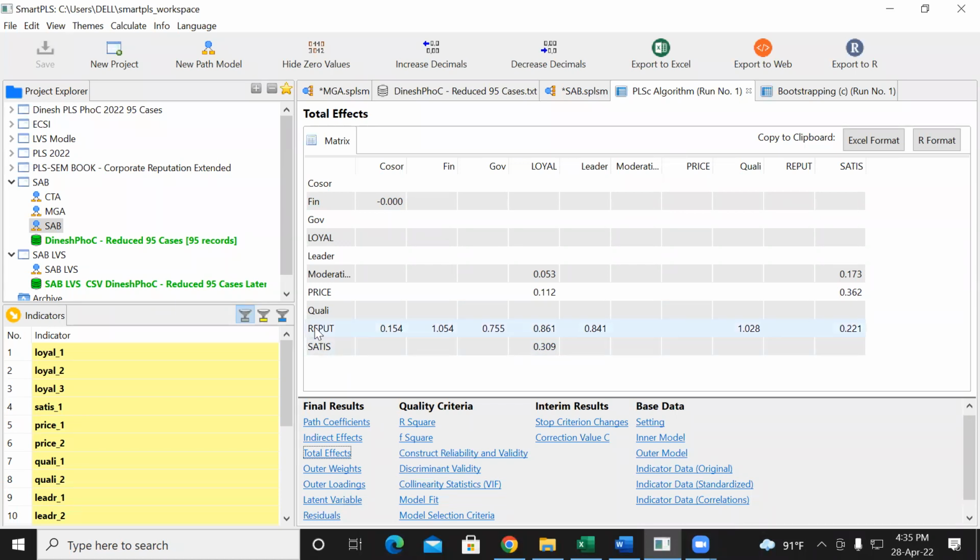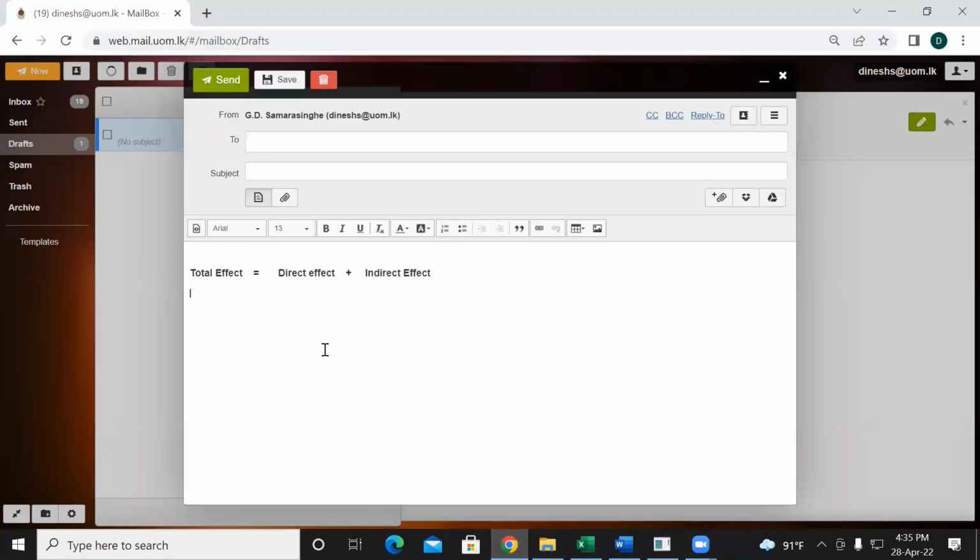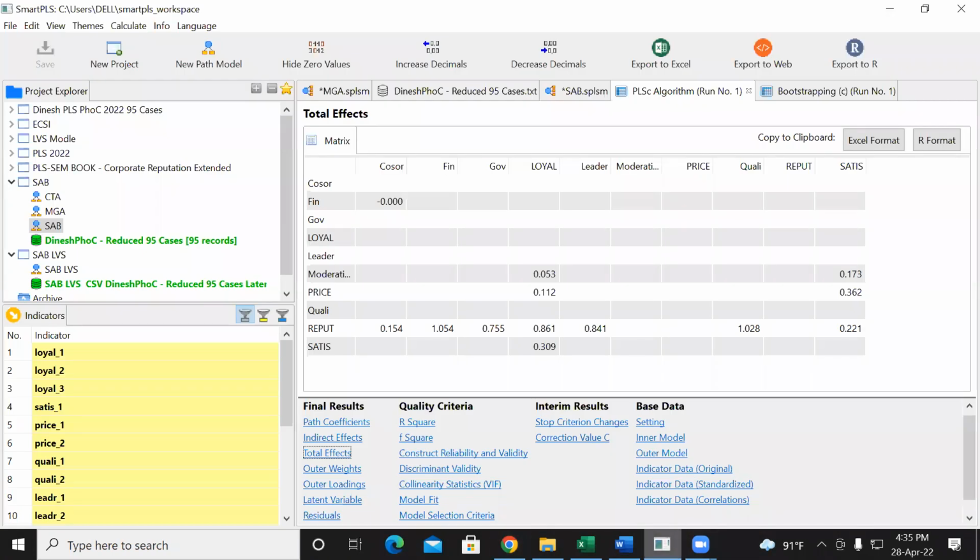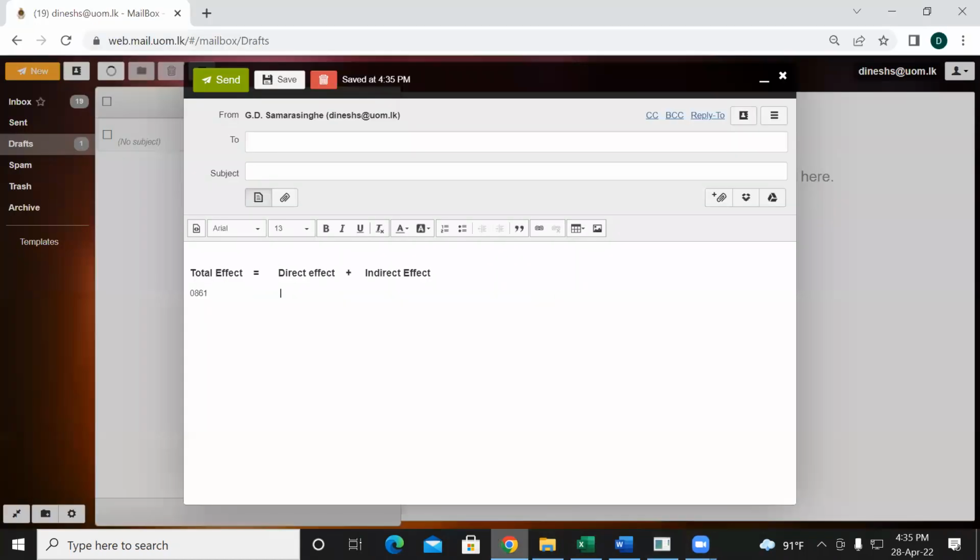That is reputation's total effect on loyalty, 0.861. Now you can simply check this. You know the direct effect. The direct effect is there in the reports. Reputation's direct effect on loyalty, 0.068.